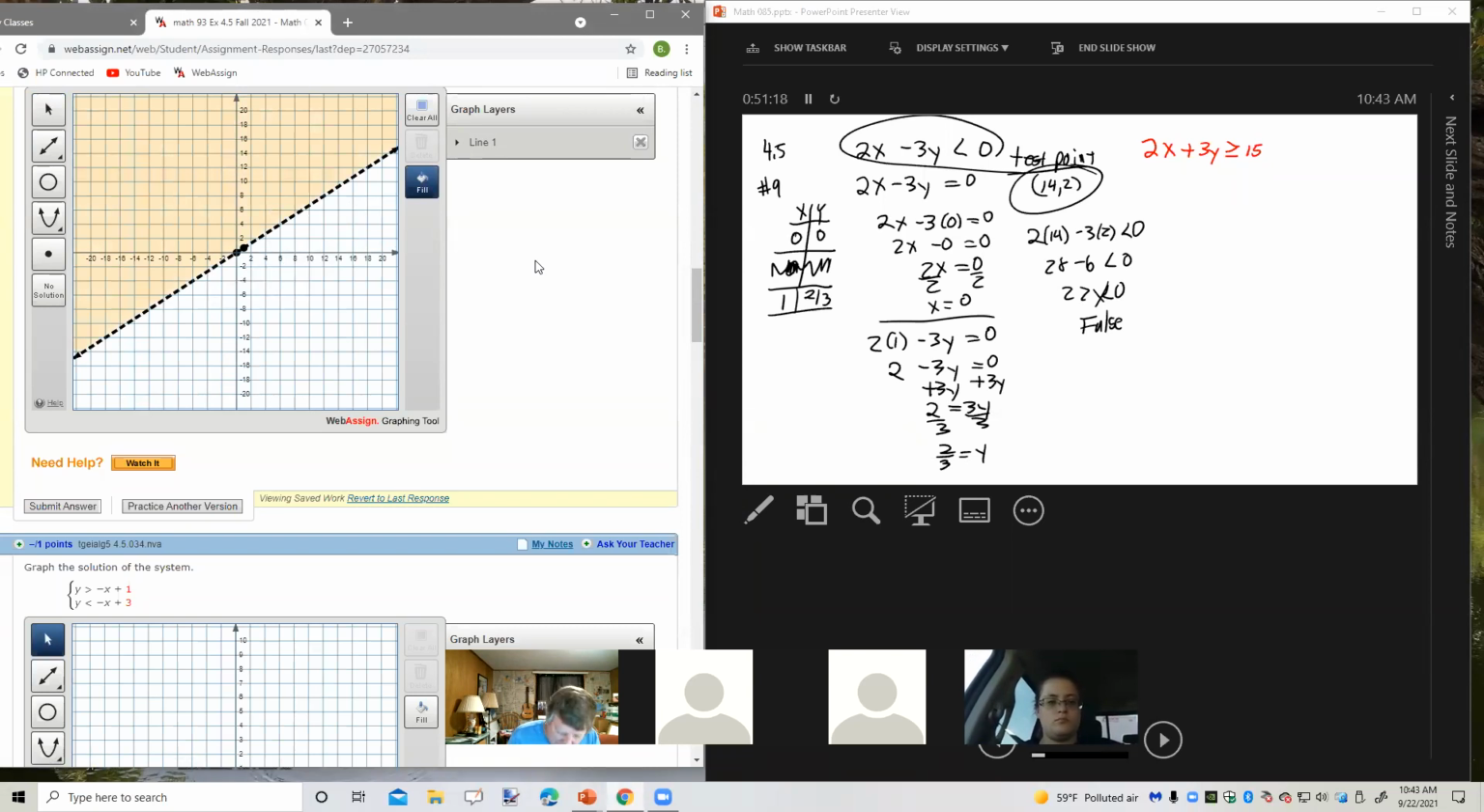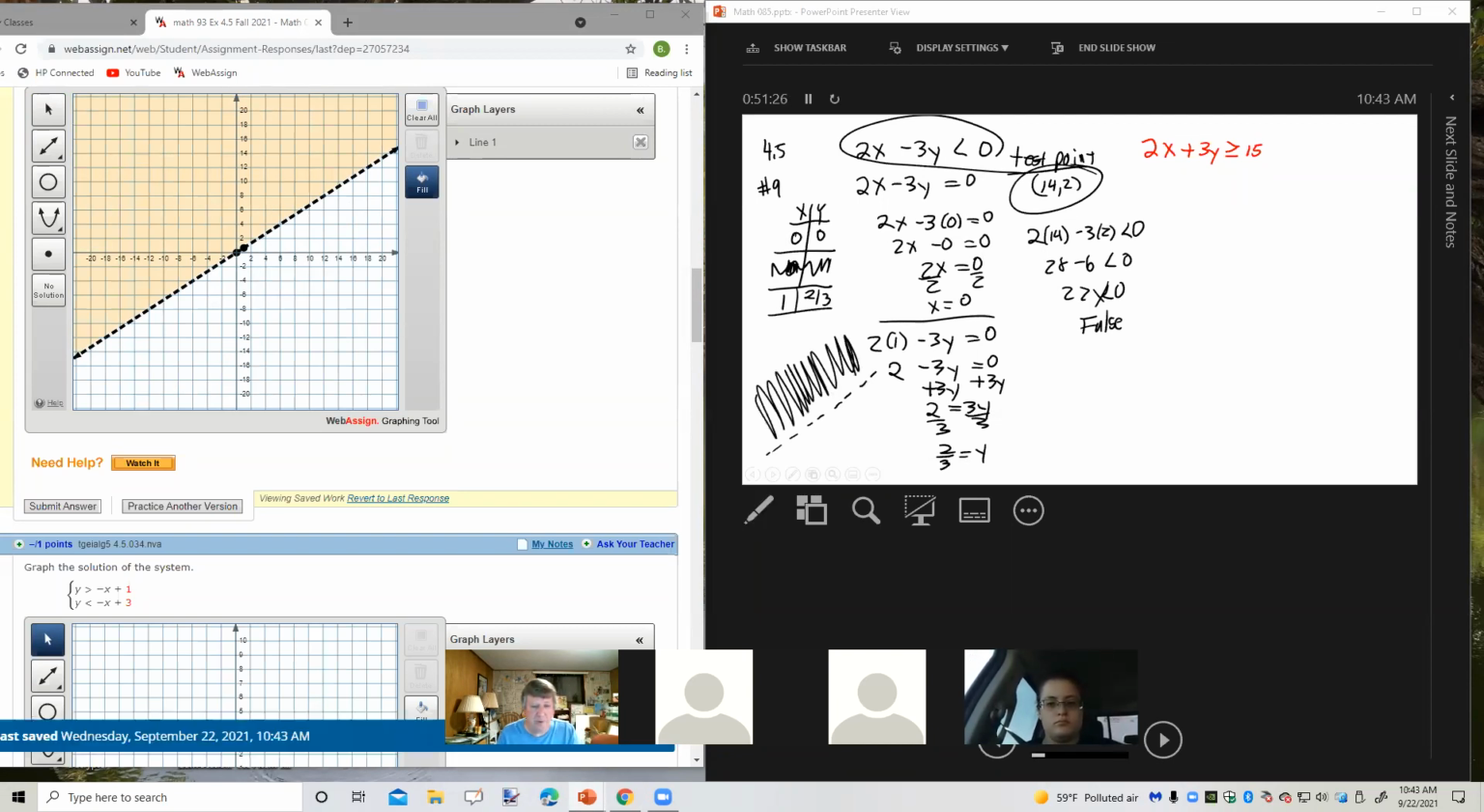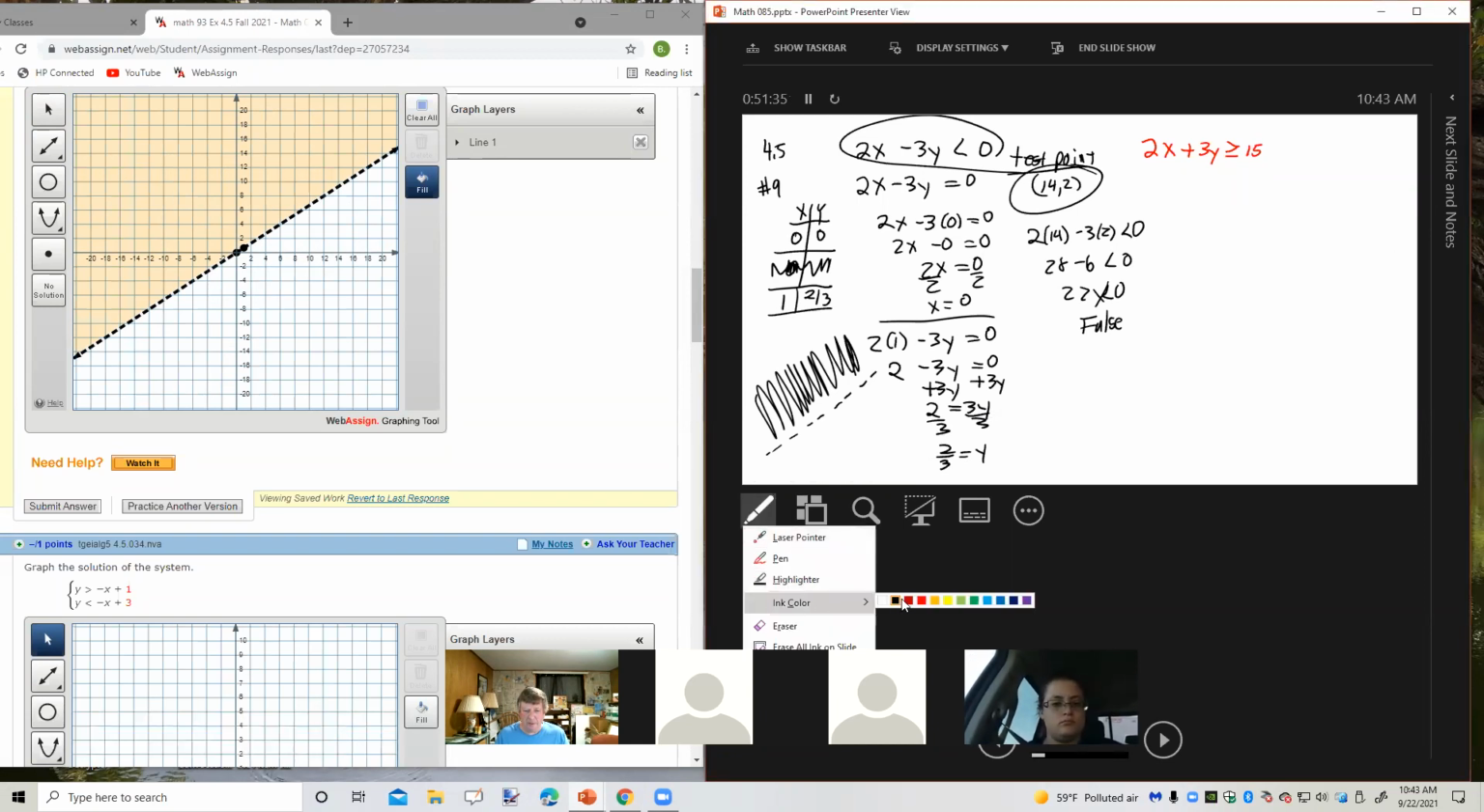And again, I'm going to draw a picture here to remind me. So I've got a dashed line and it's filled in above it. Any questions? All right, let's continue on. And let's take a look at the red inequality.